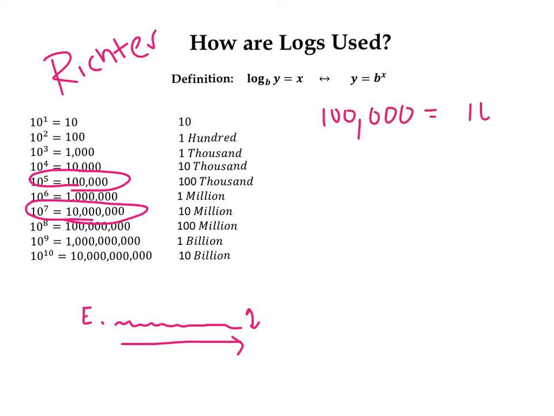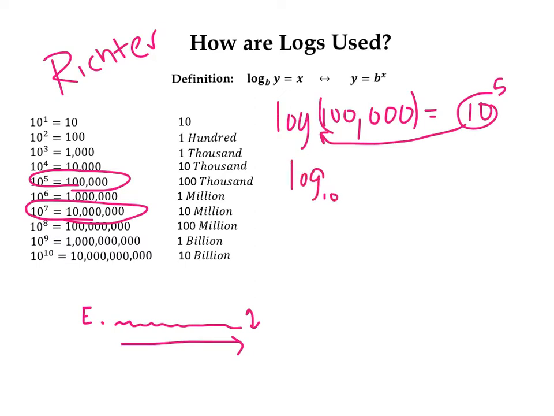It's the same thing as 10 to the 5th. By taking the log of this number, we're able to convert it down to the exponent. So the log base 10 of 100,000 equals 5. So here, for example, we would have an earthquake of magnitude 5.